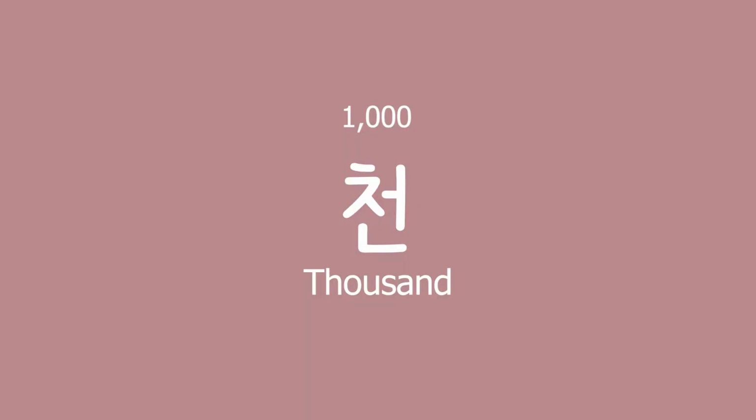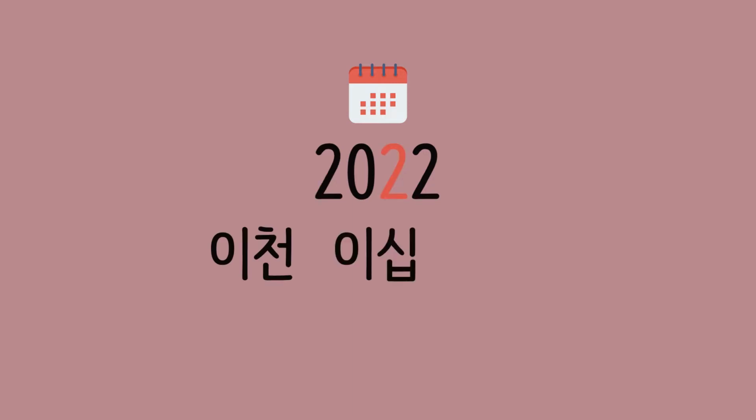So here we go. What about 1,000? 1,000 in Korean is 천. So this year is 2022. So 2,000, 20, and then 2022. And we do need to put one more thing. So 2022 or 2022. In English, as simple as it is.